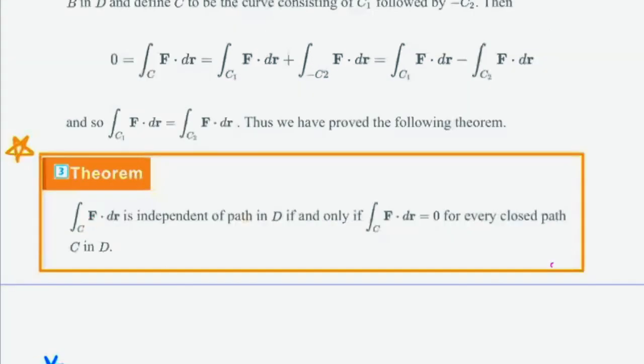We have this theorem here. The line integral of this function F is independent of path in D if and only if the integral of the function along any closed path C is equal to 0.